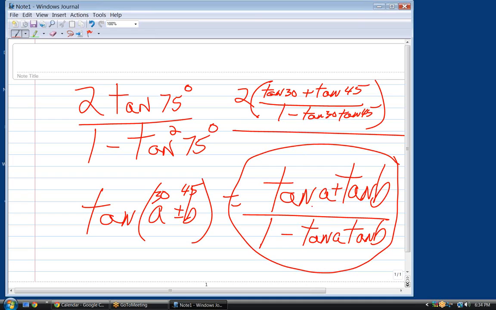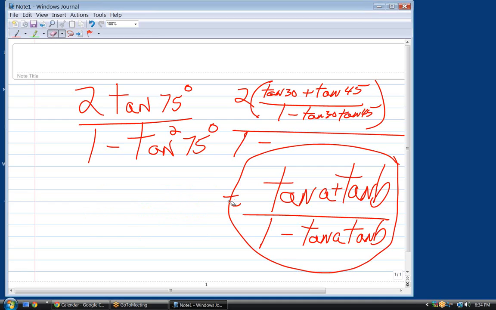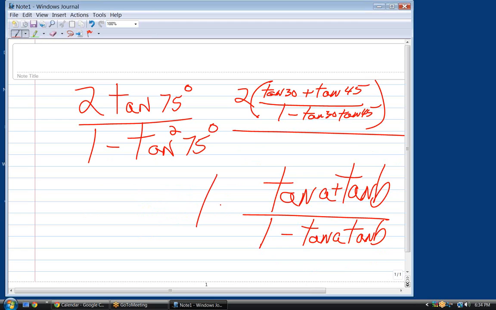all divided by 1 minus this whole thing squared. Let's just write it like this. Right? Yeah.